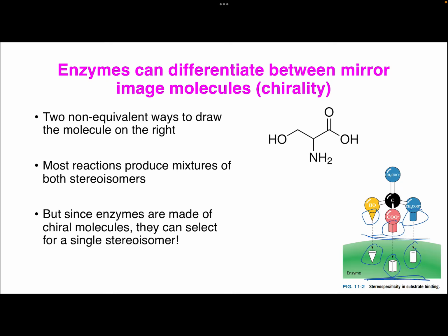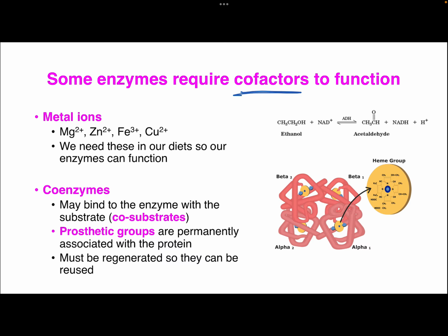All right, and so these mirror image molecules are called stereoisomers. And because of the way that enzymes are set up, they can differentiate between stereoisomers and select for a specific one, allowing them to make very specific products and make sure that they're making exactly what they want to make. So that's enzyme specificity. The last thing to know is that some enzymes require cofactors to function. And a cofactor is anything that binds to an enzyme and helps catalyze the reaction, but is regenerated.